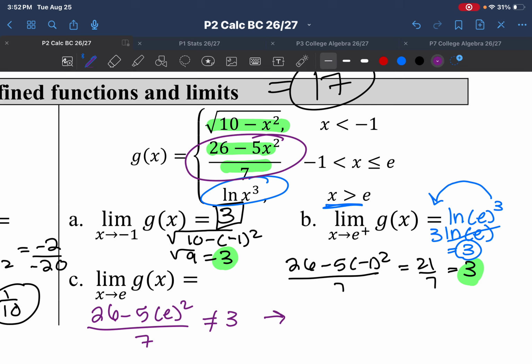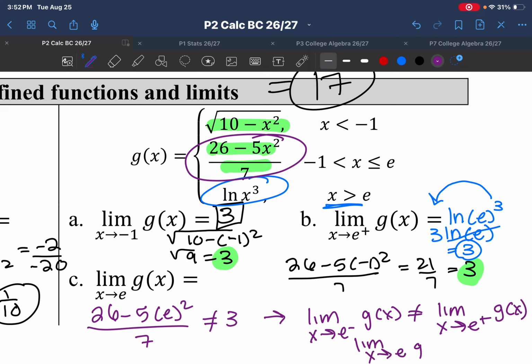And so this tells us that since the limit as x approaches e from the left of g of x doesn't equal the limit as x approaches e from the right of g of x, the limit as x approaches e of g of x does not exist.